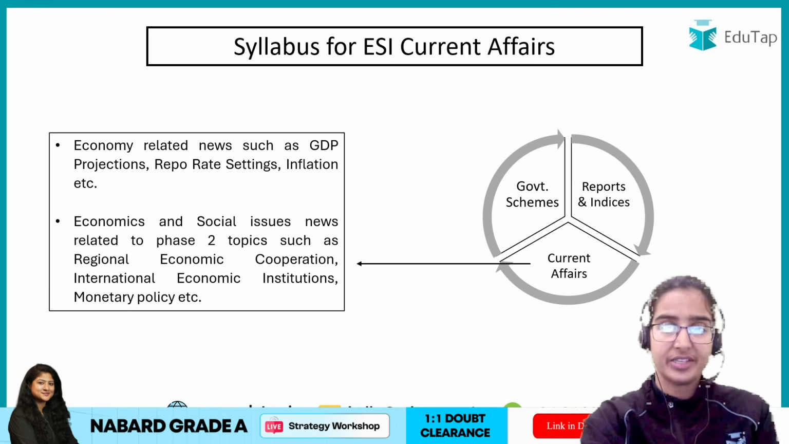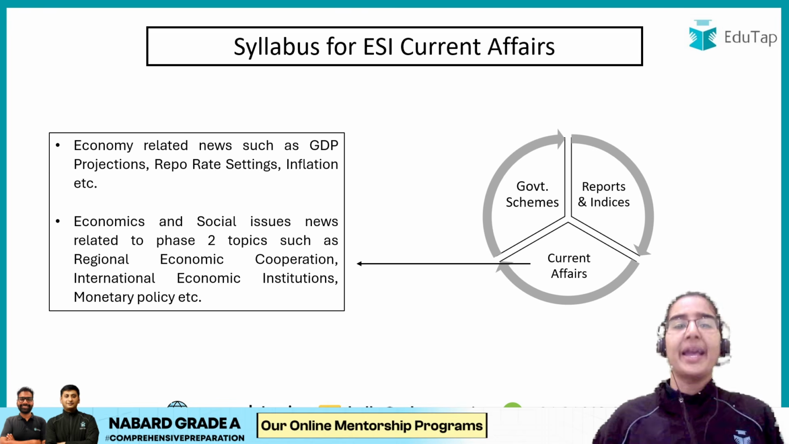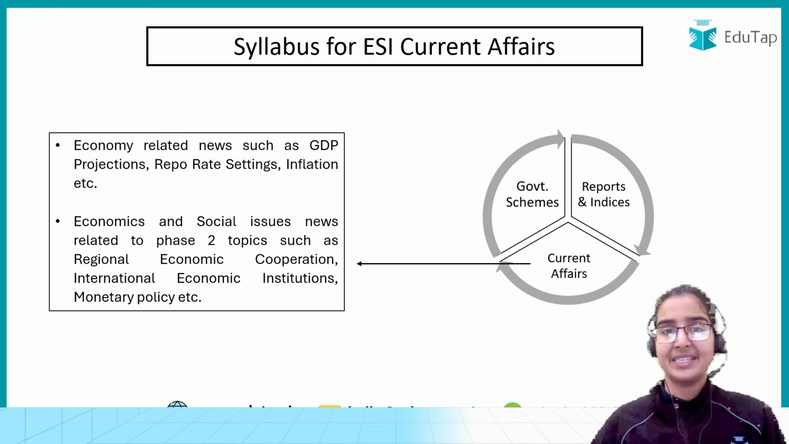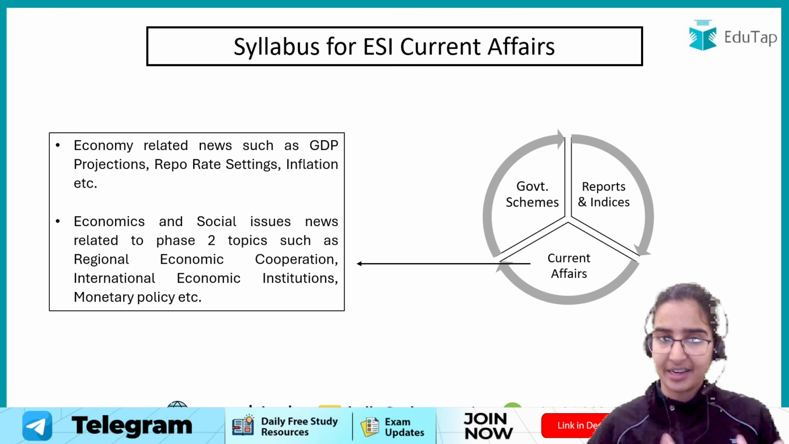Now, students, coming to the next part, that is the ESI current affairs. So what you have to cover in the ESI current affairs? So all the remaining one-liner kind of news, like if some GDP projection is there, if some repo rate setting is there, some inflation related news is there. So that is all what you have to cover as far as the ESI current affairs are concerned, right?